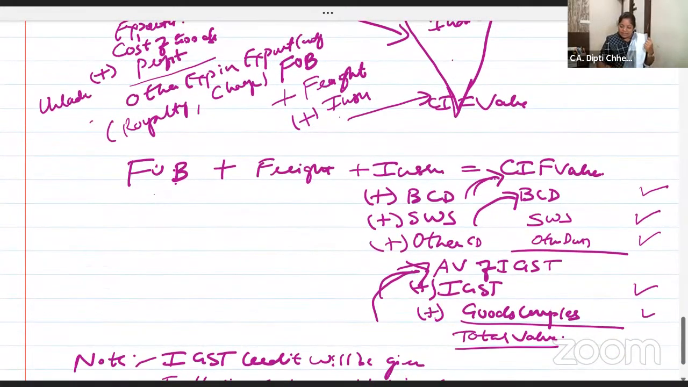Once you get the CIF value, add basic custom duty, add SWS and other custom duty. Basic custom duty is always calculated on CIF value. SWS, social welfare surcharge, is always calculated on the basic custom duty. Other custom duties are also there. On other custom duties, SWS will not be charged. Now what you get is called assessable value for IGST purpose.